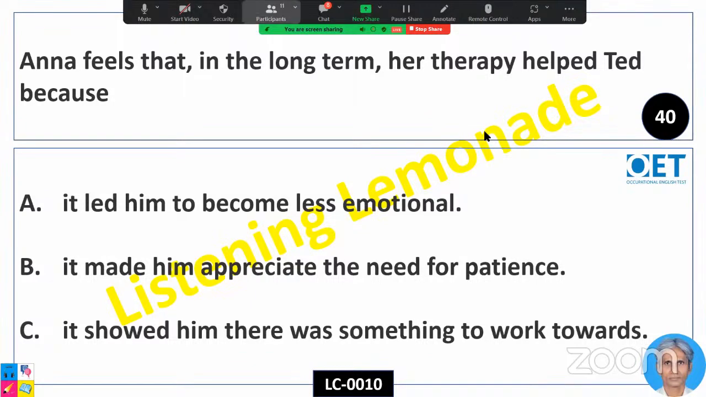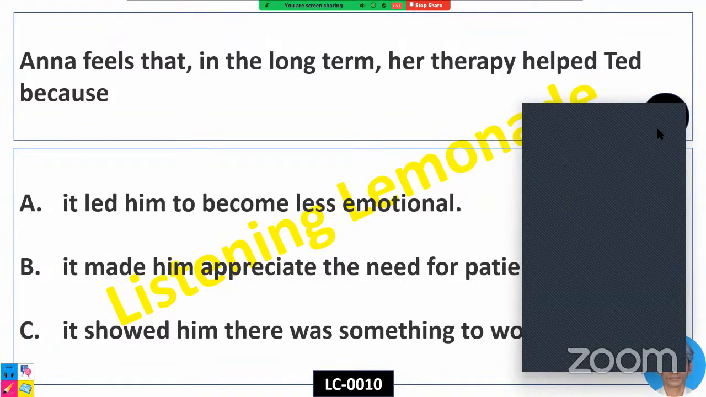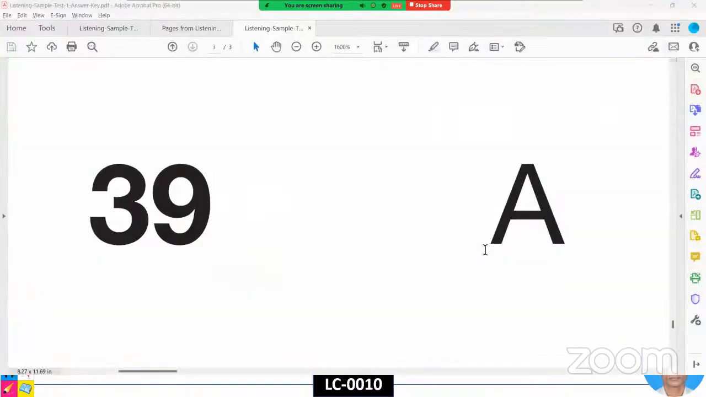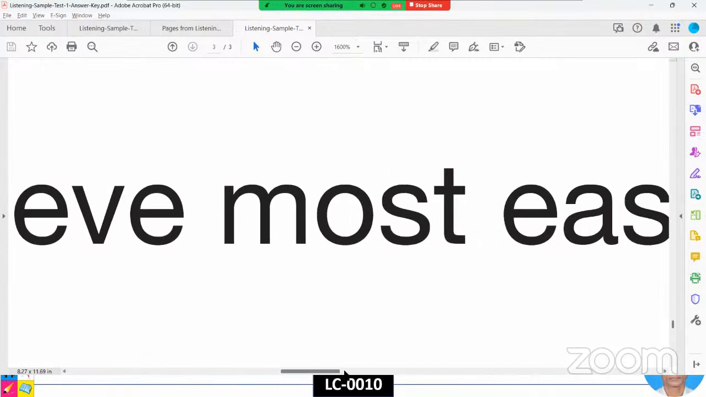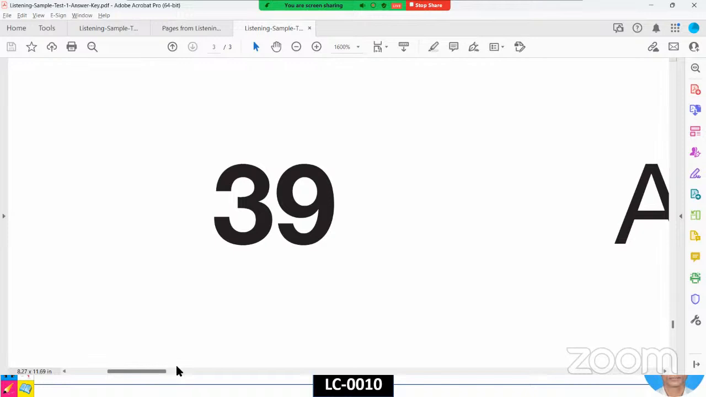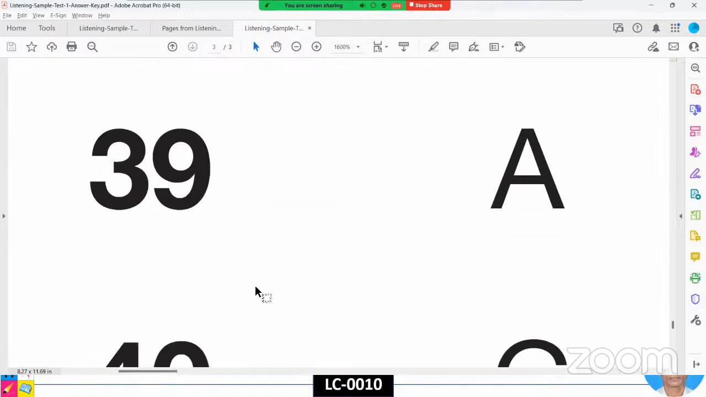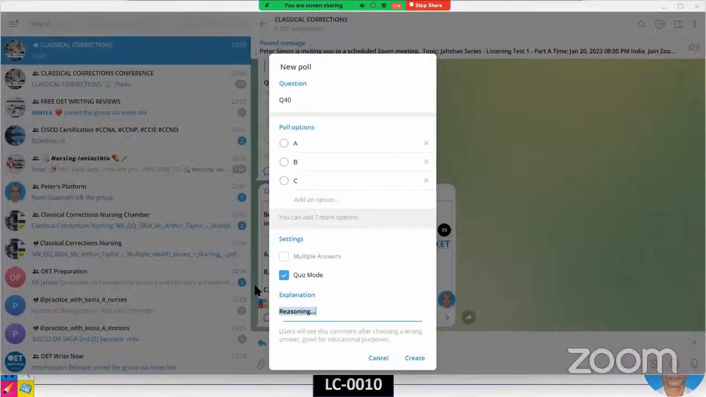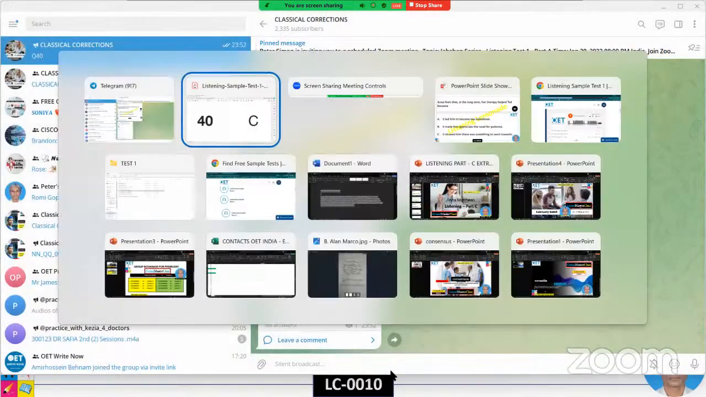Yeah, 8 students have written. Majority C, but still B are there. Okay, majority C, but B are there. Okay. So for 39, what he could achieve most easily. And 40 is C. 40 is C. C is the right answer. That's fine. 40 is C. Then next.